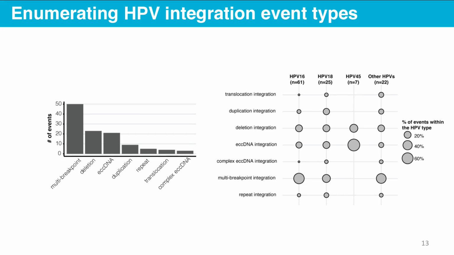And I also looked at how prevalent these integration types were between the major HPV types. So HPV 16 and 18 are most commonly occurring. HPV 45 is the next most commonly occurring. And then I grouped all other HPV types together. So you can see there are some differences here, such as the multi-breakpoint integration is more common in HPV 16 than HPV 18. The duplication integration is more common in HPV 18, and ECC-DNA integration is particularly common in HPV 45 integrated samples.